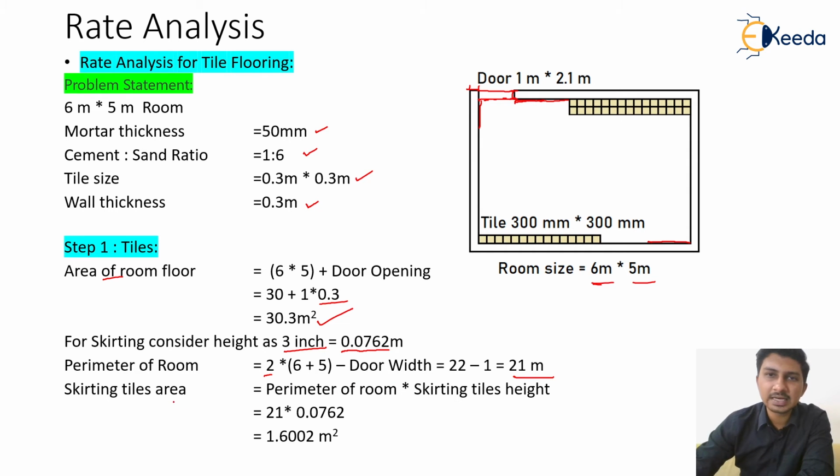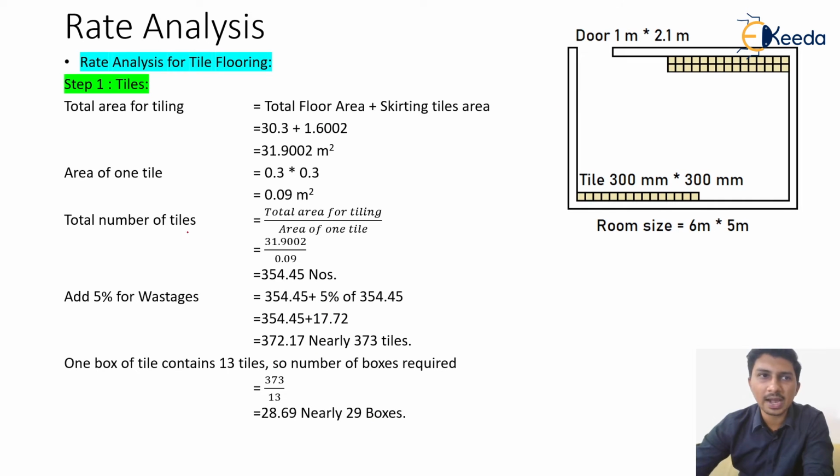Now what will be the skirting area? This is the length, and what is the height of the skirting? The length into height of the tiles is equal to 1.6002 meter square, the quantity of the skirting. So now we have calculated for the room floor and for the skirting. We just need to add them together. Therefore the total area for the tiling is equal to room floor area plus skirting tile area, that is equal to 31.999002 meter square.